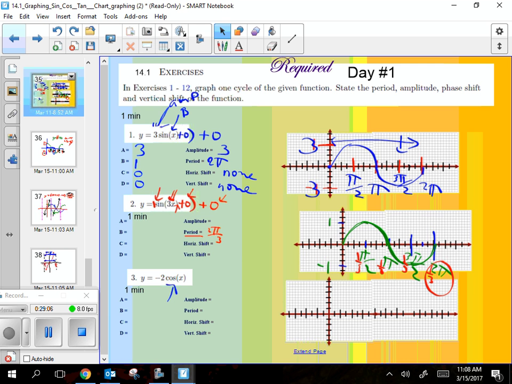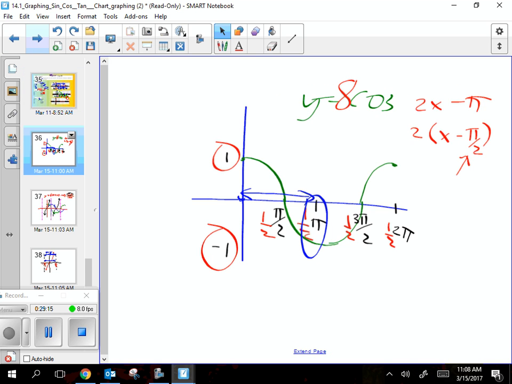Okay. Now you got to do it for cosine. Hopefully you took notes on what cosine looked like. Always start with the parent graph, tweak it from there. All right.